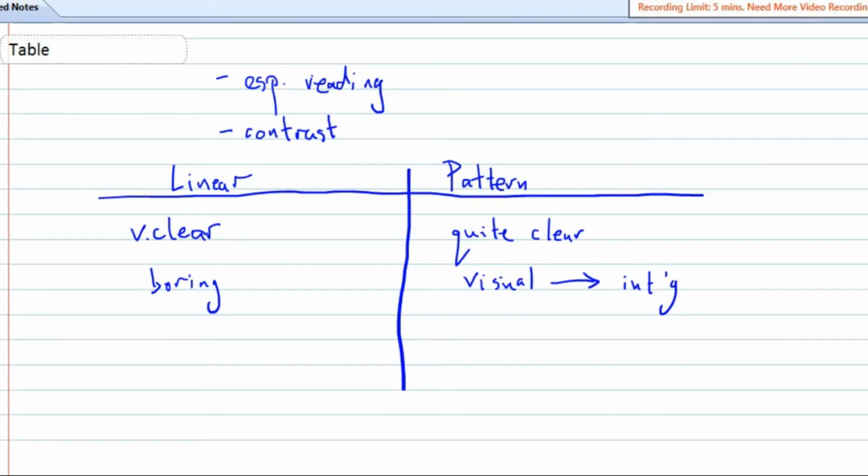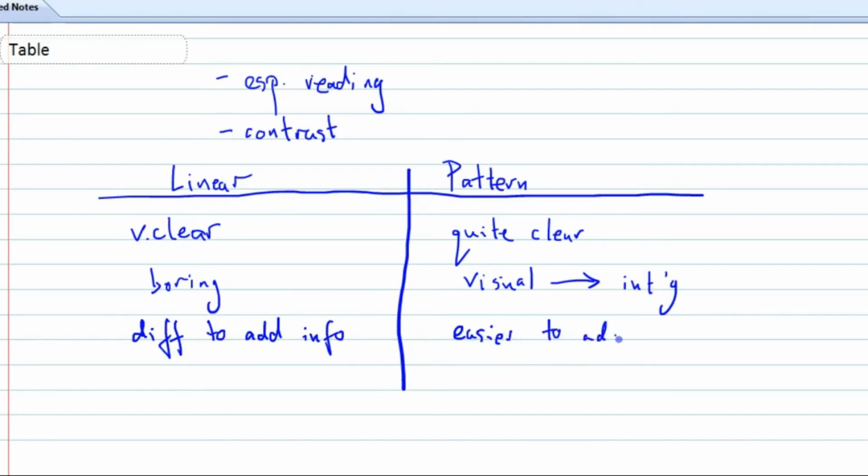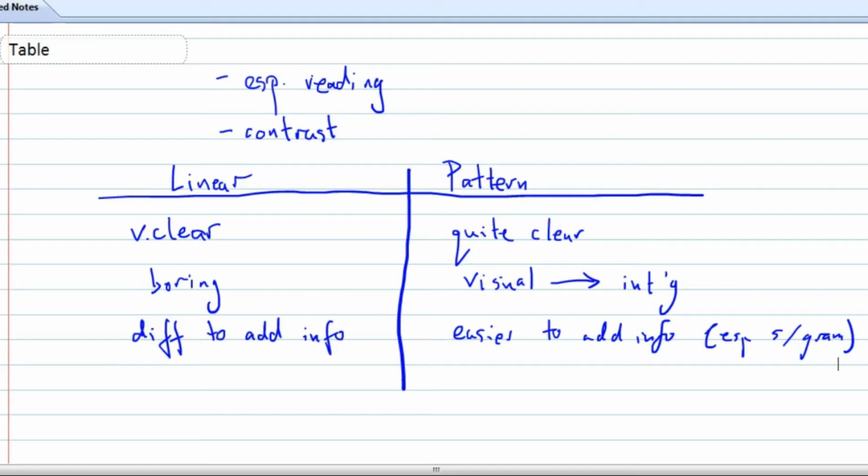Another disadvantage of linear notes is that it can be difficult to add information later. In contrast with pattern notes, it's much easier to add information later. There's usually more space on the page to add it, especially spidergram. Although, of course, if you're taking notes on a computer using something like OneNote, which I'm using here, or Evernote, then that does actually make it easier to add information to linear notes later.